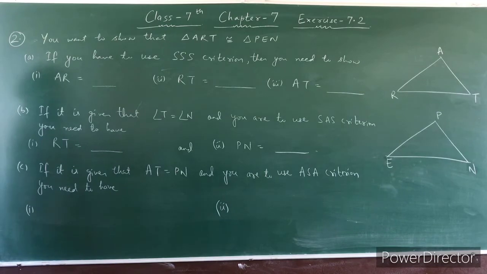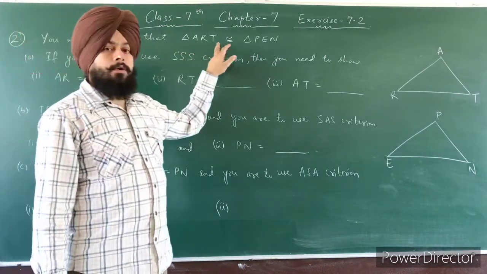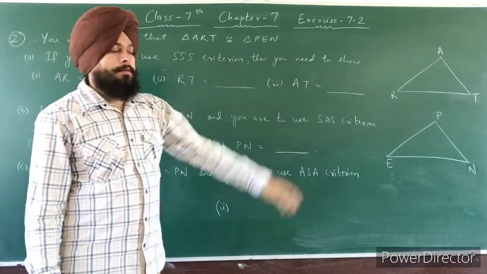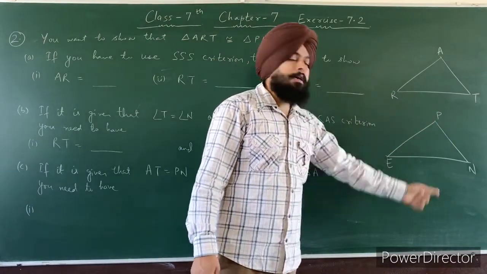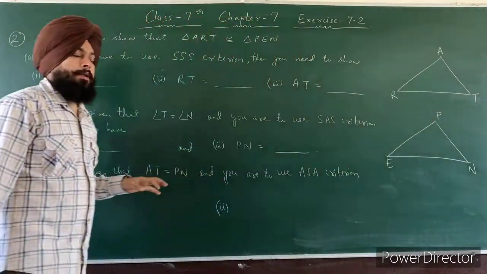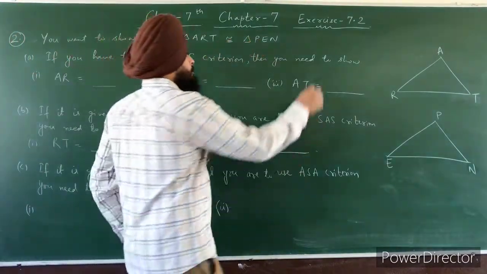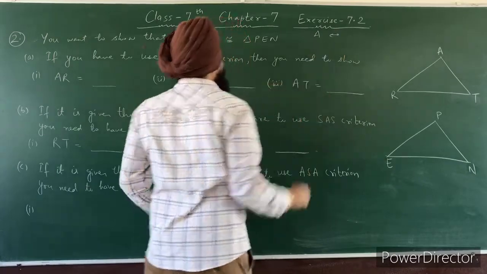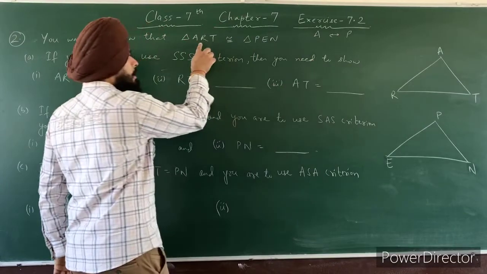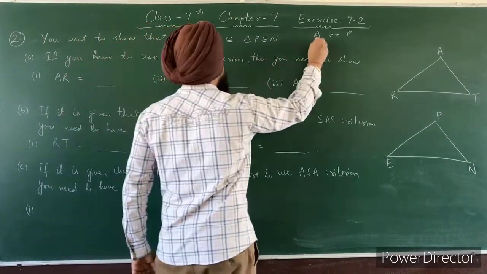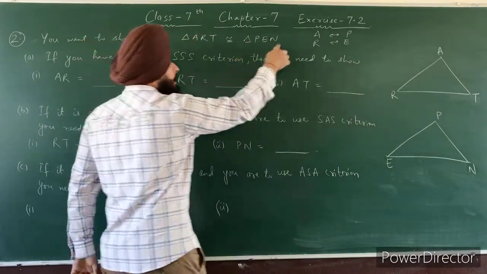Next, this is your question number second. You want to show that triangle ART is congruent to triangle PEN. So you can see here triangles are given, ART, second name is PEN. So they are given congruent already. So if triangle ART is congruent to triangle PEN, then what? A corresponds to which one? P. Vertex R corresponds to vertex E. And vertex T corresponds to vertex N.